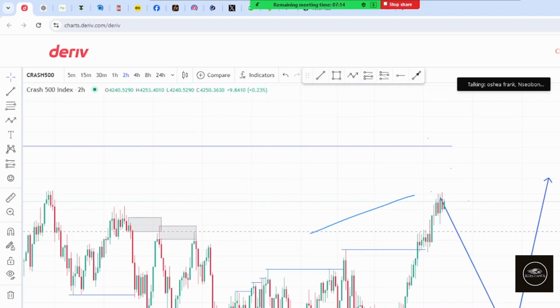Yes, how do you draw your zones? What do you watch out for when you're drawing your demand zone? My demand zone or both zones? Yeah, your entry zones. What I watch out for is the trend. If the trend is bullish, I will be looking out for my demand zones. If the market is bearish, I will be looking out for supply zones.